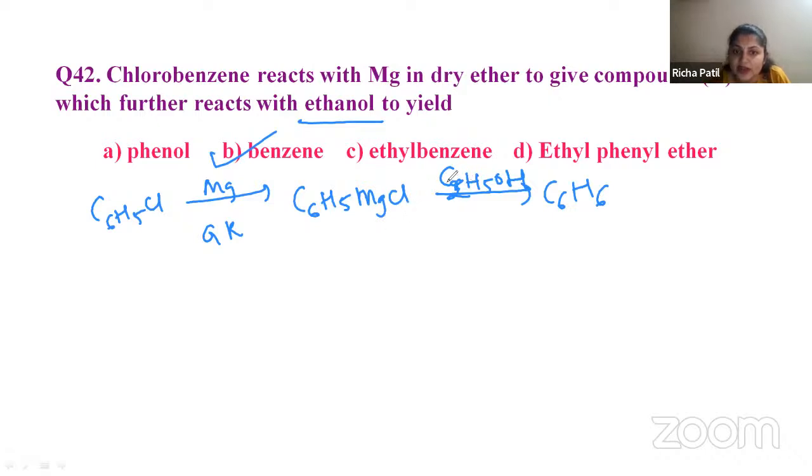C6H5MgCl, after reacting with C2H5OH, ethanol, forms benzene. Benzene is the correct answer. It undergoes hydrolysis.